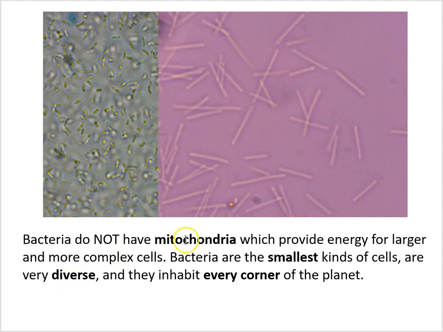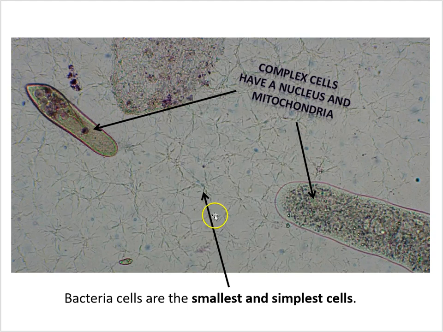Bacteria do not have mitochondria, which provide energy for larger and more complex cells, and we'll learn more about mitochondria in later lessons. So bacteria are the smallest kinds of cells, are very diverse, and they inhabit every corner of the planet. In this scene here, we see both kinds of cells. The small bacteria cells, that's these little cells here. There are lots of them in this picture. And then these giant cells. These are single-celled organisms, a paramecium over here, and an amoeba. There's one part of an amoeba here. And these are complex single-celled organisms, meaning they have a nucleus and mitochondria, and they're just huge compared to bacteria. All these little rod-like things, those would be bacteria cells.